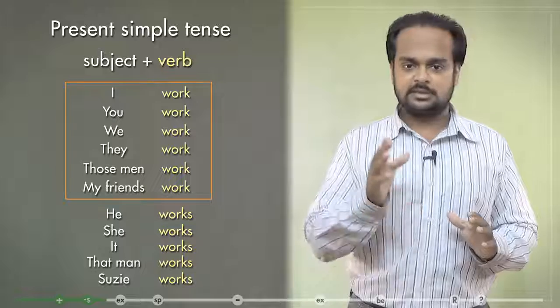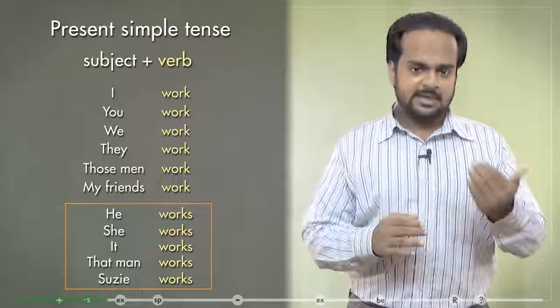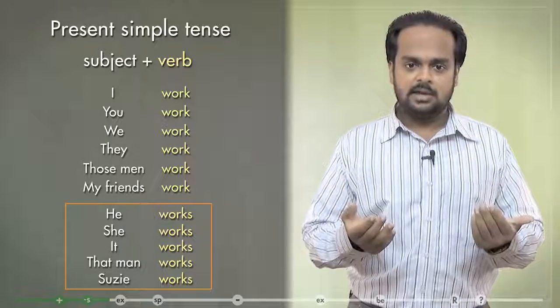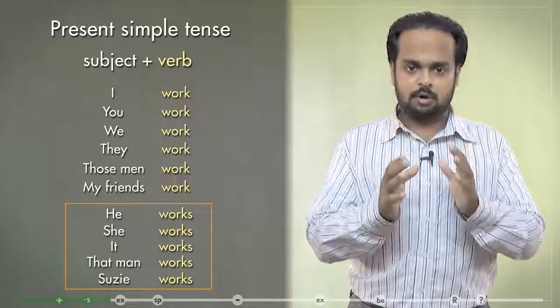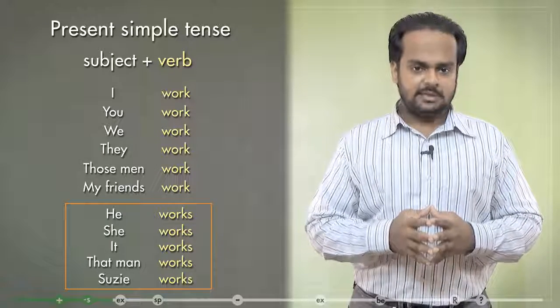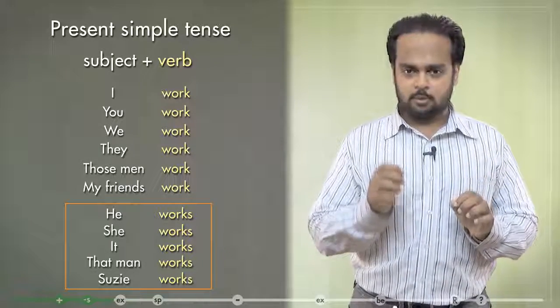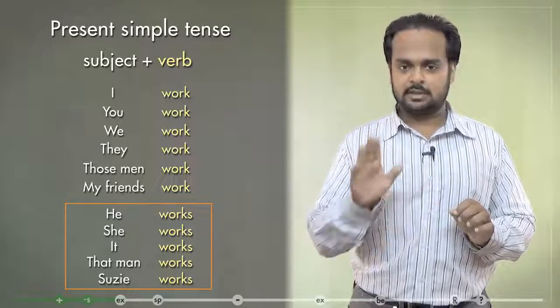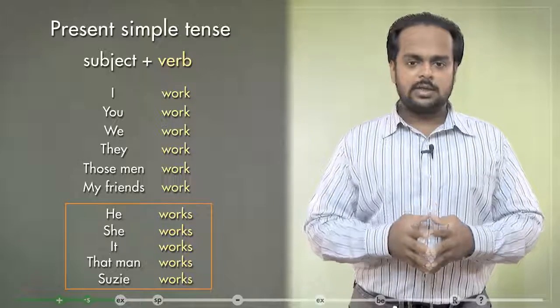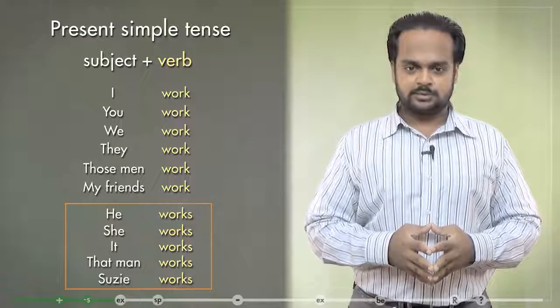But if the subject is he, she, it, or any singular noun, like that man or Susie, or any other name, then you take the base form of the verb and you add s. It's important to know that this s is only used in the present tense. It's not used in the past or future, only in the present. Okay, let's now do a small exercise with this.